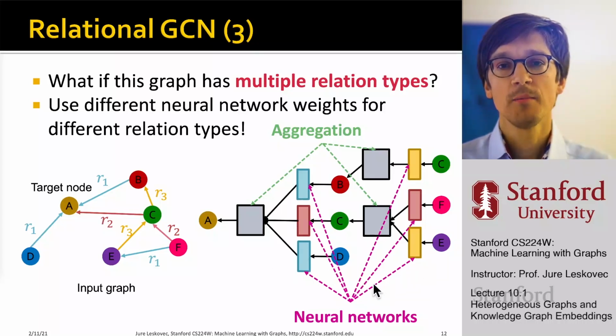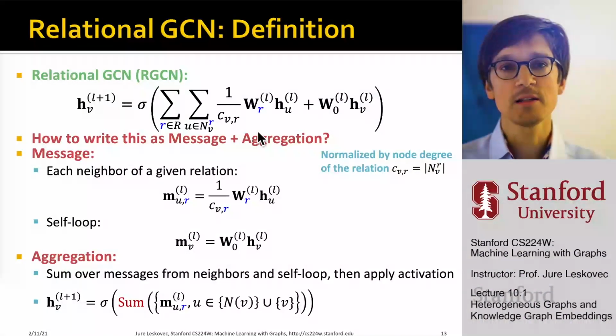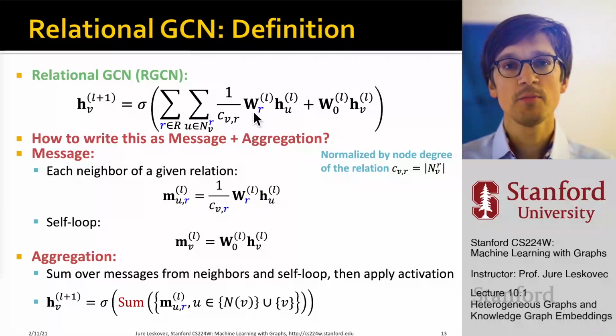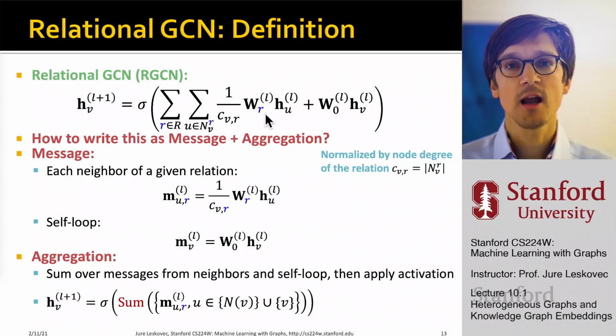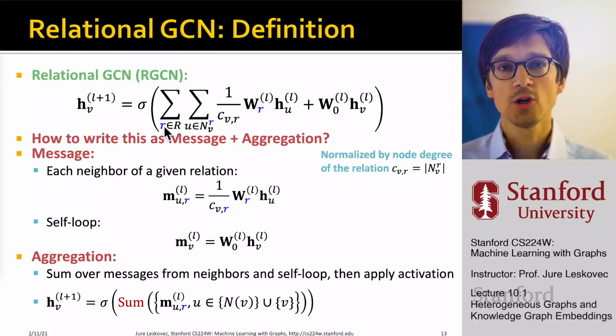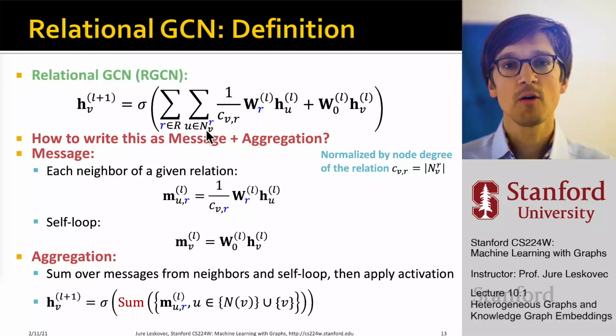And for example, this means that we have these transformation matrices W that are also indexed by the relation type. So in a relational GCN, the way we write out the message propagation and aggregation is the following. To compute the message of node V at level L+1, we are going to sum up over all the relation types. For every relation type, we are going to look at who are the neighbors of node V that are connected to node V according to this relation type R.